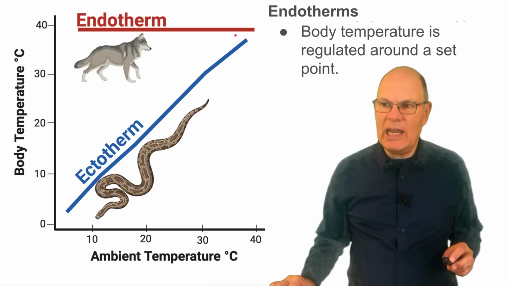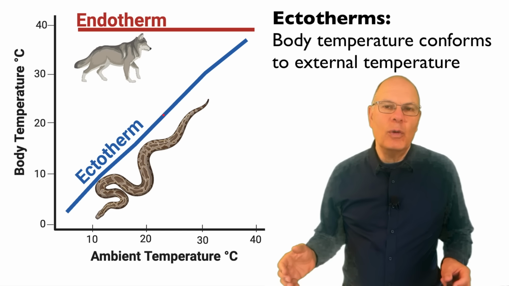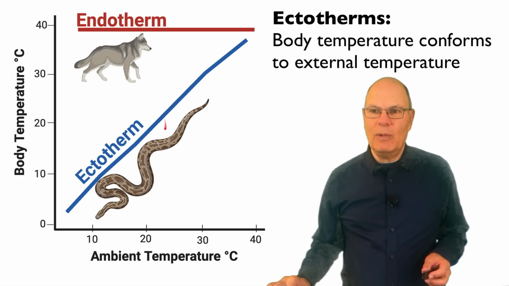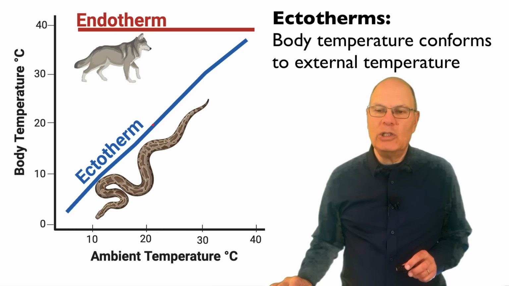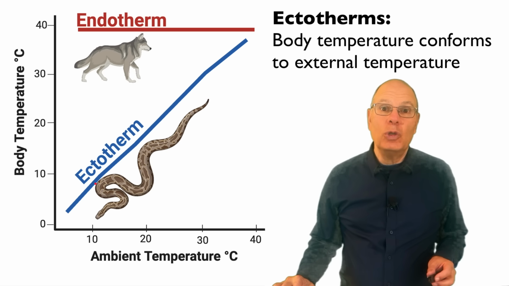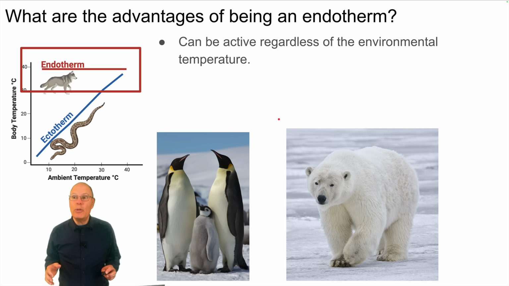Ectotherms are different. Their body temperature conforms to the environmental temperature. So when it's 20 degrees out, the snake's body temperature will be about 20 degrees. That's true as it gets colder, and that's true as it gets warmer. What are the advantages of being an endotherm? You can be active regardless of the environmental temperature, and that gives you flexibility throughout the seasons and whether it's day or night.